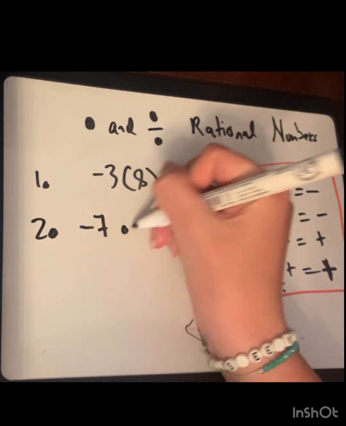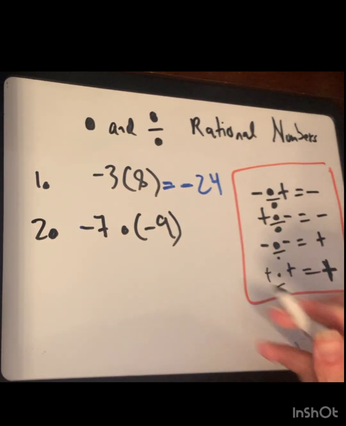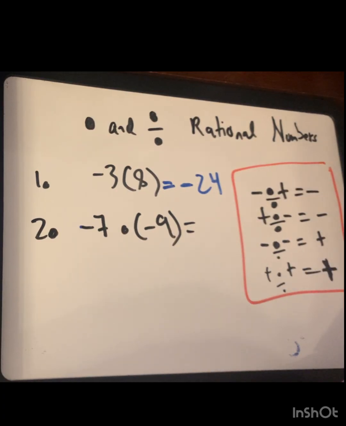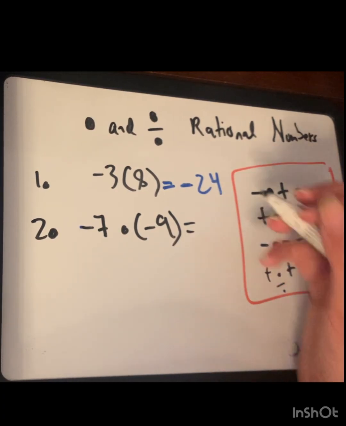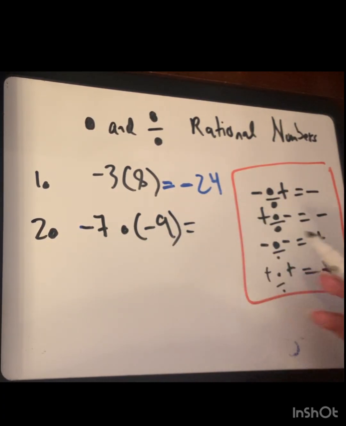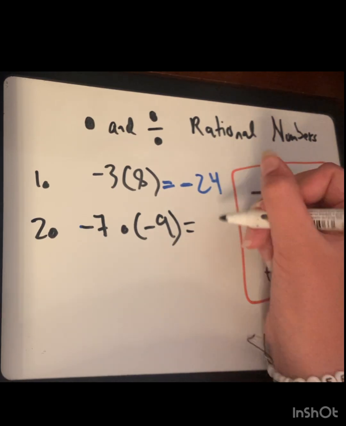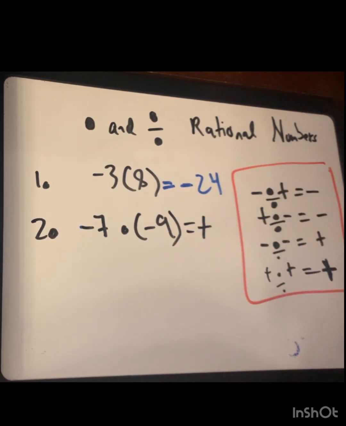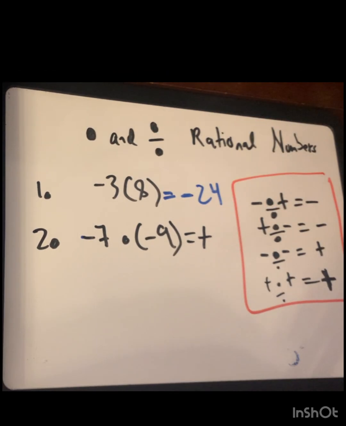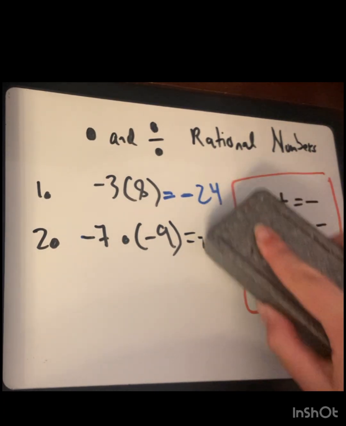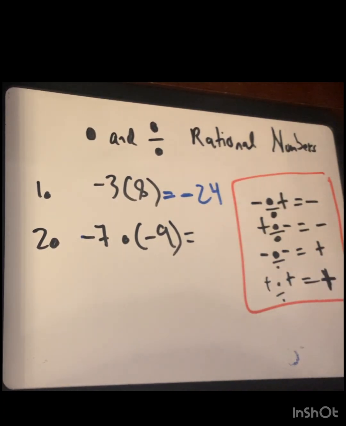And then negative. Wrong one again. -7 times -9. This would equal plus because negative times negative is positive. So positive, but the positive, you never put it there, so just know it's positive. Positive 63.